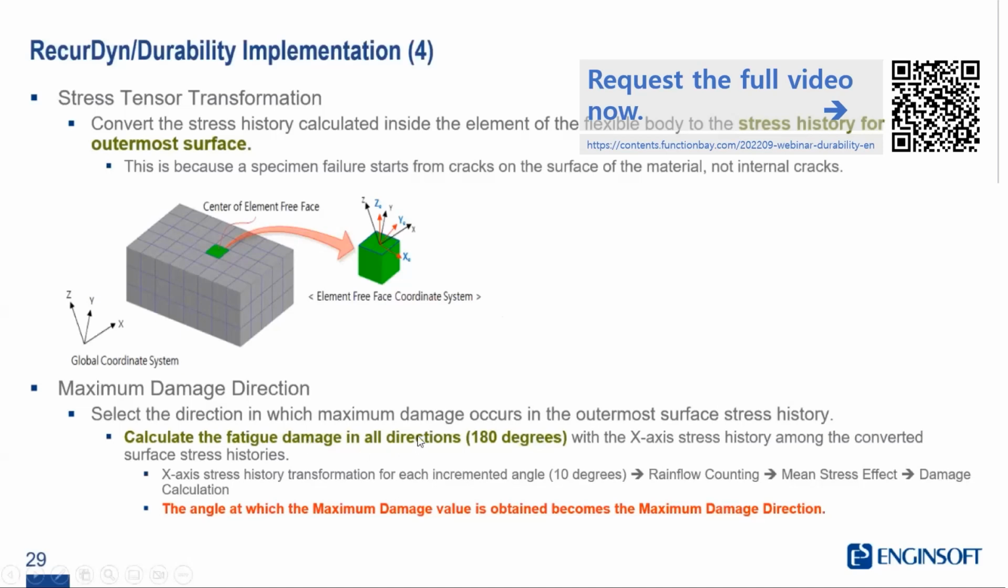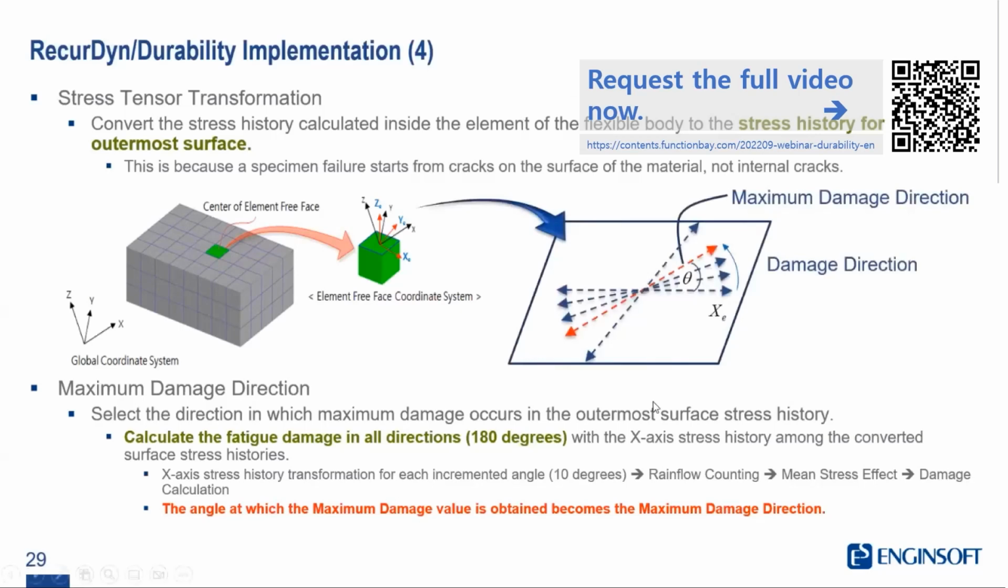Basically, it does a sweep over 180 degrees to see, okay, this vector is where my peak damage is coming from based on the stress time history. So we can see all of these increments or steps, basically checking, is this my maximum damage direction? No, move on to the next one. And it's going to do this sweep and find this highlighted red vector.